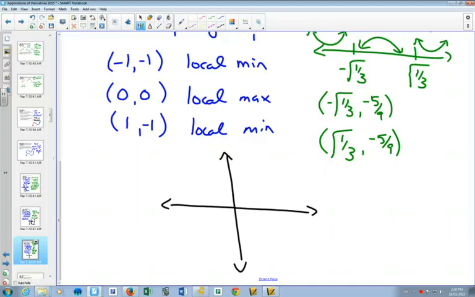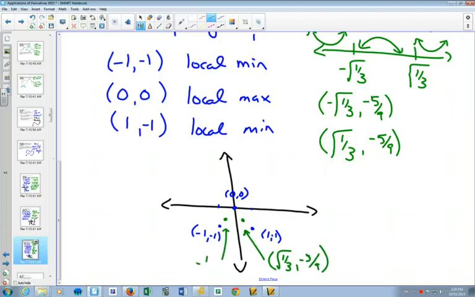So when we go to sketch our graph, we've got some points on here. We know we've got 0, 0 as a local max. -1, -1, and 1, -1 as our local mins. We can put our inflection points on and estimate where they would be. Label them as well. This one would be the positive square root of 1/3, -5/9, and this one would be our negative square root of 1/3, -5/9.